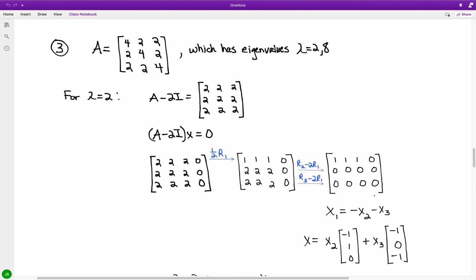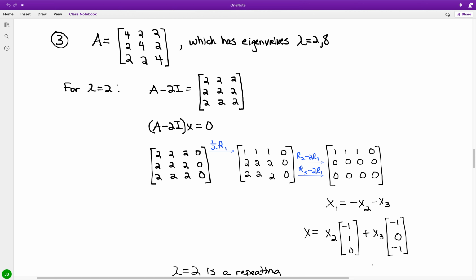For the general solution, this will come from the top row, from which we have x1 plus x2 plus x3 is equal to 0. Here, x2 and x3 are going to be free variables, whereas x1 is equal to the negative of x2 minus x3. So for the solution in x, we have x2 times the vector negative 1, 1, 0, plus x3 times the vector negative 1, 0, 1.